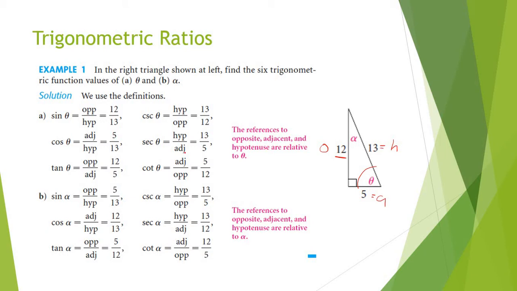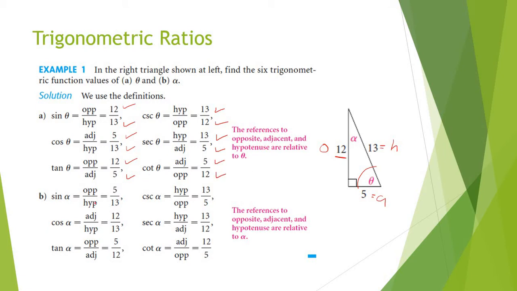So therefore, if you're going to find the six trigonometric functions of your theta: sine, opposite is 12, and hypotenuse is 13. Cosine, the adjacent is 5, and the hypotenuse is 13. Tan theta, the opposite is 12 and the adjacent is 5. Cosecant, hypotenuse 13, opposite 12. Secant, hypotenuse 13, adjacent 5. Cotangent, adjacent 5, and opposite 12.